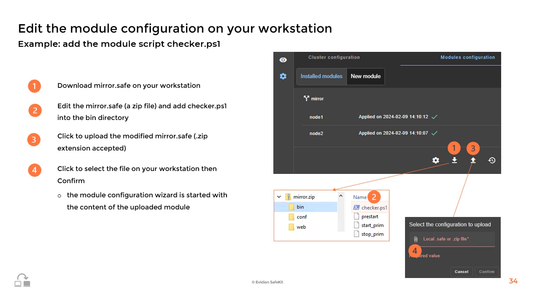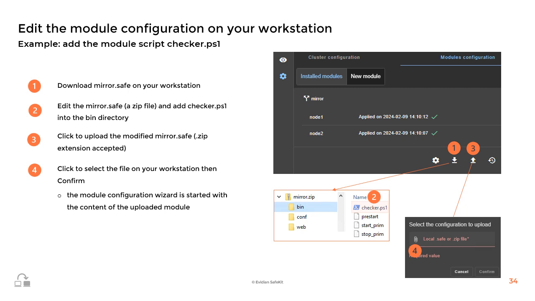This allows you to edit the userconfig.xml file in the conf directory and to edit restart scripts in the bin directory. In the example, a custom checker named checker.ps1 has been developed on the workstation and added to the bin directory. Once your modifications are complete, compress the files into a new mirror.safe or mirror.zip file. Both .safe and .zip extensions are acceptable.